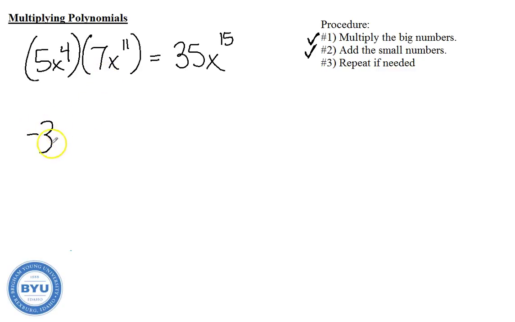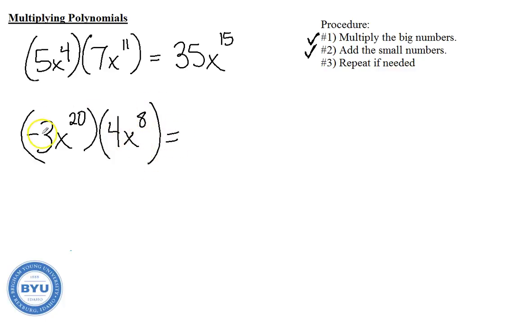For example, if I had negative 3x to the 20th, and I multiplied that by 4x to the 8th, we would multiply the bigs, negative 3 times 4, that's negative 12, and add the smalls, 28. That's how we multiply monomials.